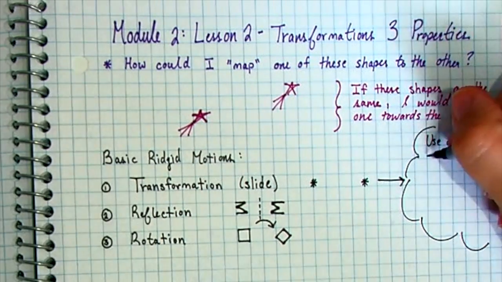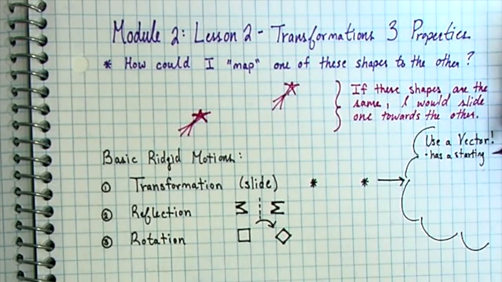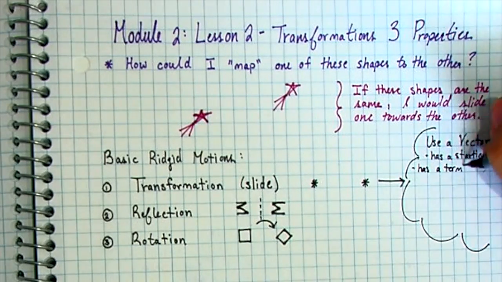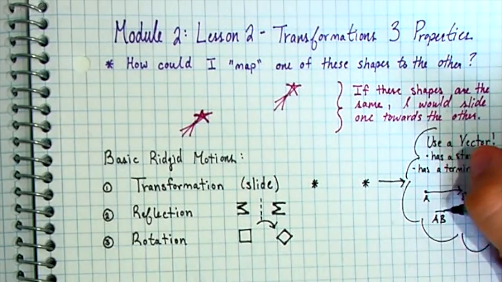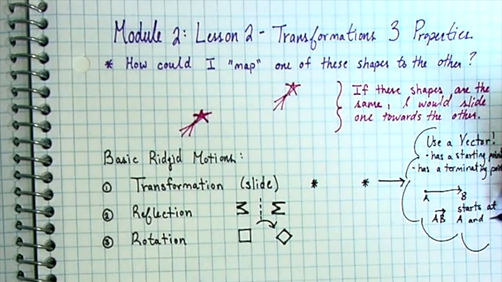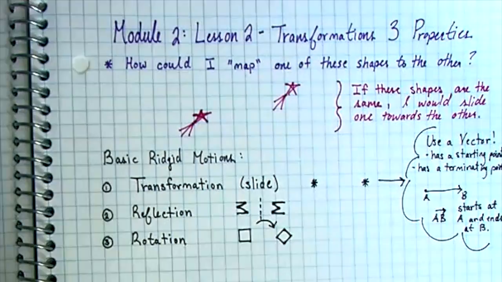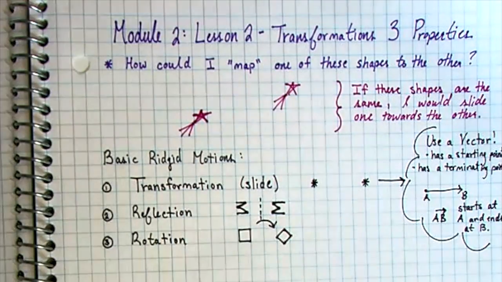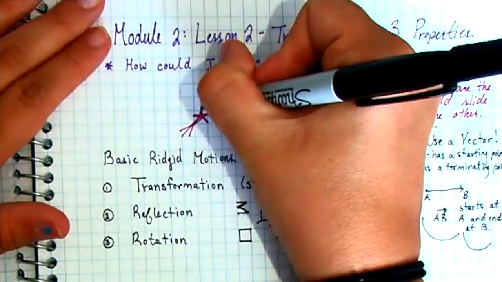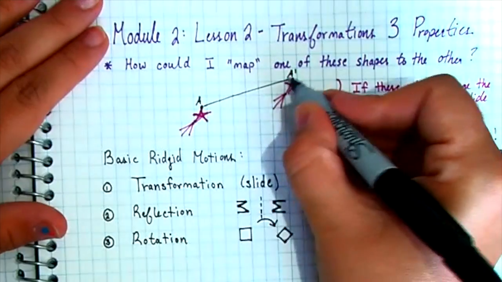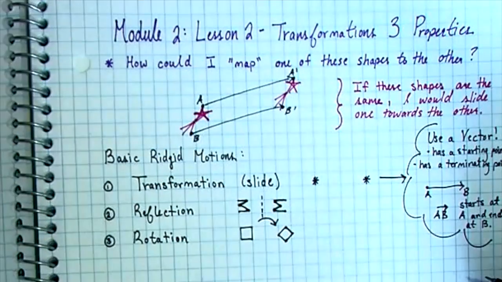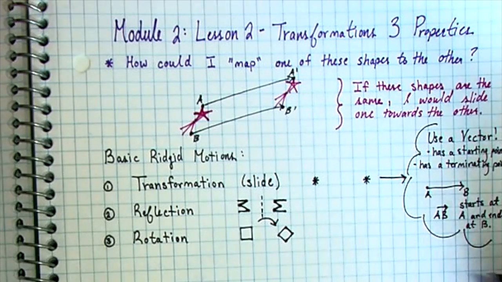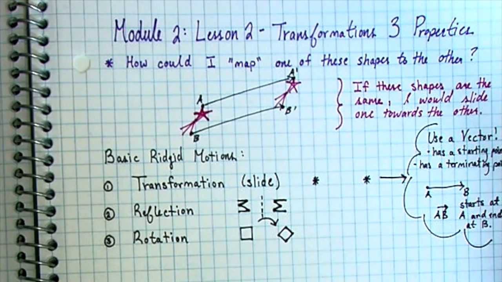A vector tells you the direction and how far you're going to slide your shape. So it tells me, should I go up, should I go down, and it also shows me the distance that I would travel. And vectors also tell me where I'm going to start and where I'm going to end. So it has a terminating point. On my shooting star, I can go from A to A prime and B to B prime, and that's going to help me to map that shape.